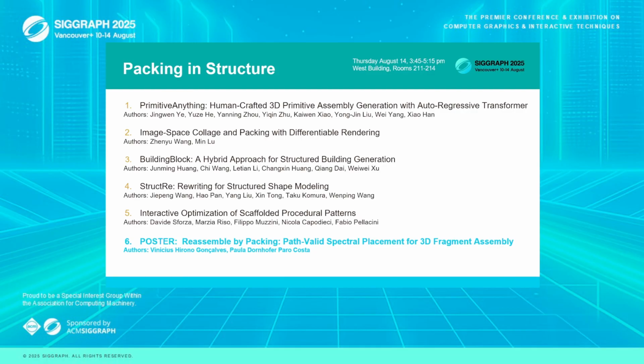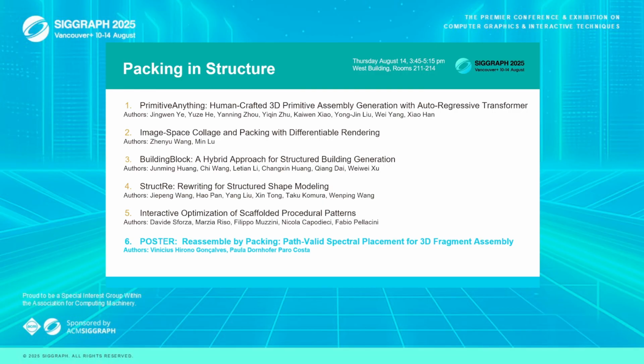So maybe before we start, let me just introduce the poster to you so you're aware. We have a poster called Reassemble by Packing Path-Valid Spectral Placement for 3D Fragment Assembly by Vinicius Hirono Gonçalves and Paula Dornhofer Paro Costa. So you can basically see the poster at the interactive session, talk to Vinicius, who is here. Okay. So then let's go to the first presentation.